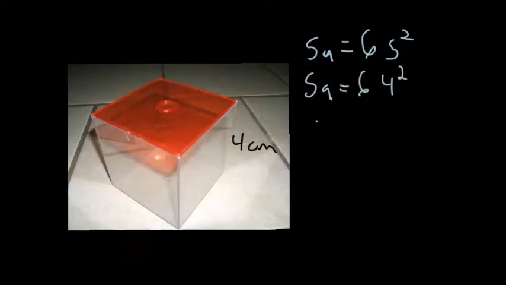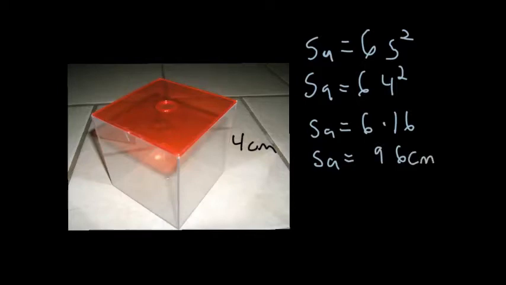So 4 squared is 16. So now I have 6 times 16. My surface area would equal 6 times 6 is 36. Get rid of the 3. So that would be 9. So that would be 96 centimeters squared.